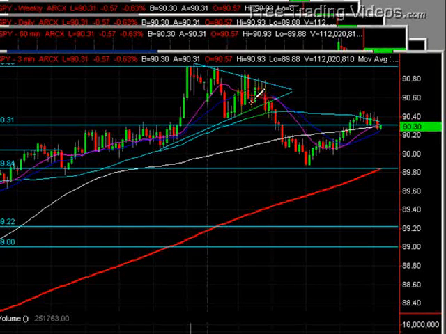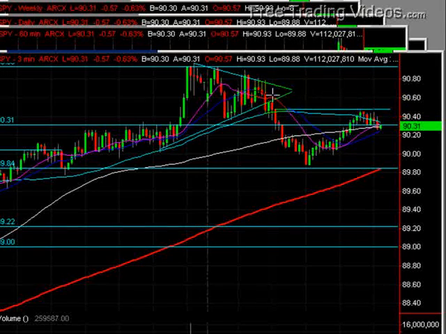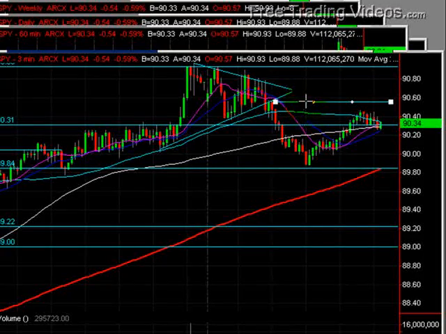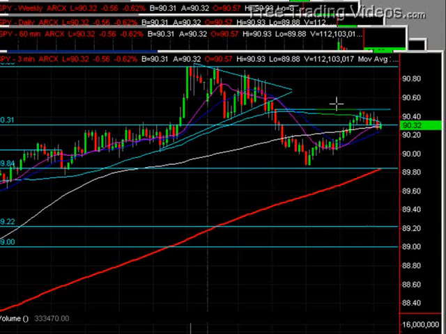And to my eye, this is exactly where it has run back up now and become resistance. Failed the 50 MA again, just a little 5-minute or 3-minute chart here. This whole area in here would become resistance to my eye, anywhere from here all the way down to where it really started selling off. And so it's not unbelievable that it would come back up to this and have trouble with this area.